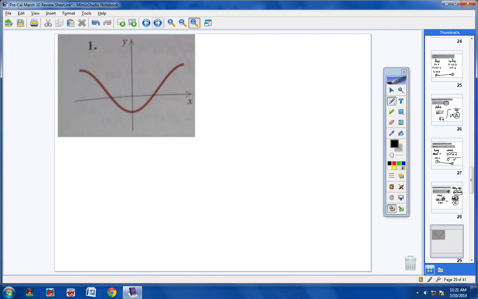On 163, numbers 1, 3, and 4, they want us to state whether the graph is symmetric to the x-axis, the y-axis, and also maybe the origin. So let's see. If I were to fold this on the x-axis, would the graph fall right on top of each other? No, it would not. So x-axis symmetry, no good. If I were to fold this graph right on the y-axis, would this graph here fall right on top of this one? Yes, it would. So we definitely have y-axis symmetry, check.